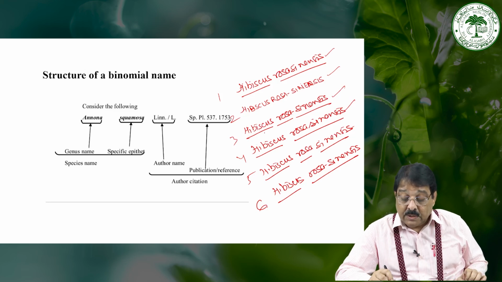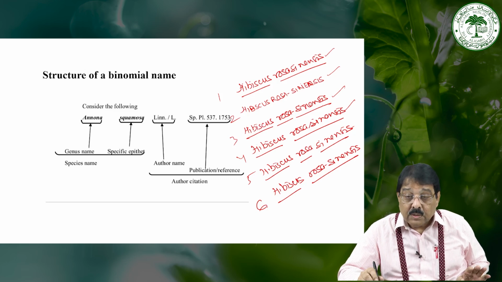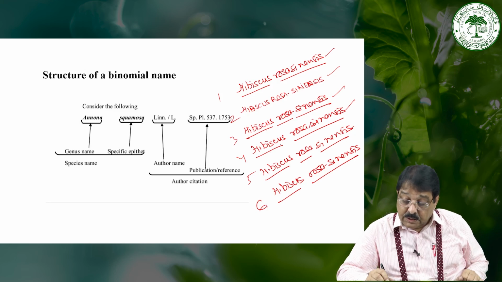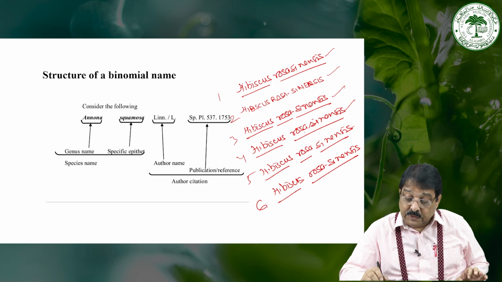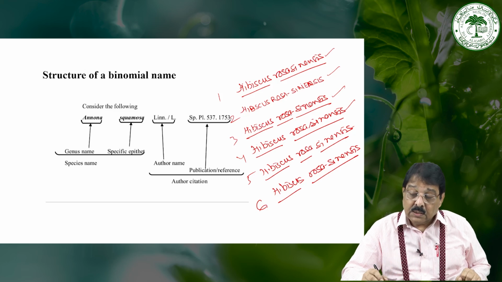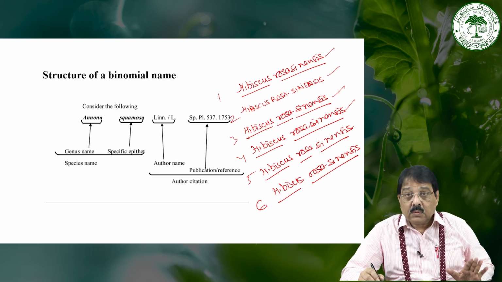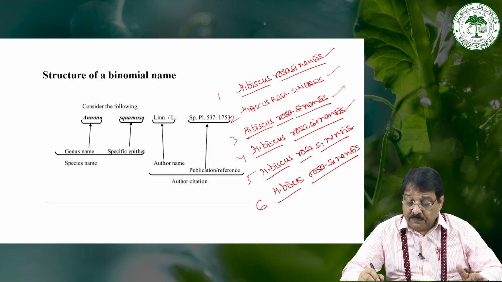Here it has been underlined 3 times, 1, 2, 3 words. So you may say it is trinomial, but it is not. Here it is written Hibiscus rosa-sinensis. What is the difference between this and this? Here the hyphen is there, but in this case the hyphen is not there. Why is the hyphen not there?